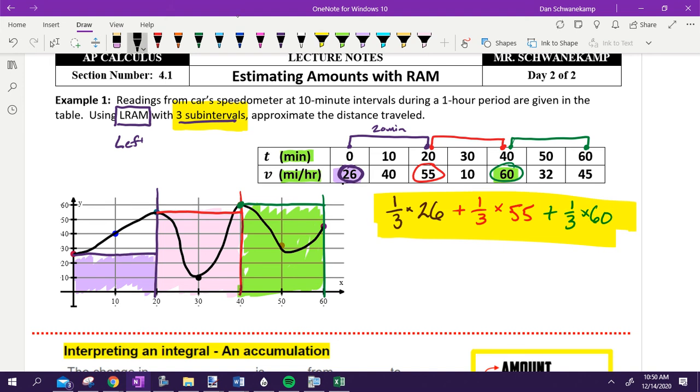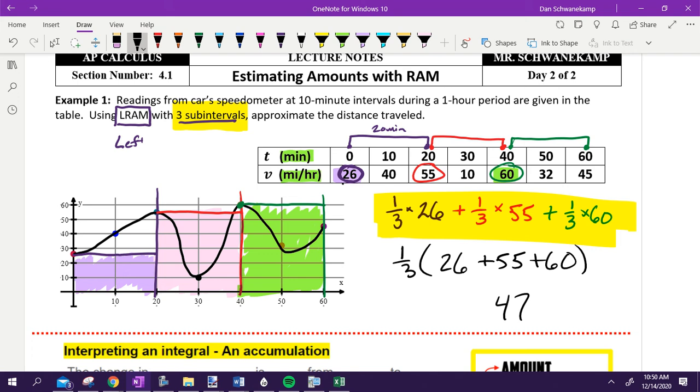All right. If you wanted to, since all of them have a 1/3, you could factor a 1/3 out and do it this way. That works as well. I would tell you pretty much never to get an actual answer unless you had your calculator. Let's say we had our calculator and we added all these things up and then multiplied it by 1/3. My answer is 47. That is the answer to this approximation.